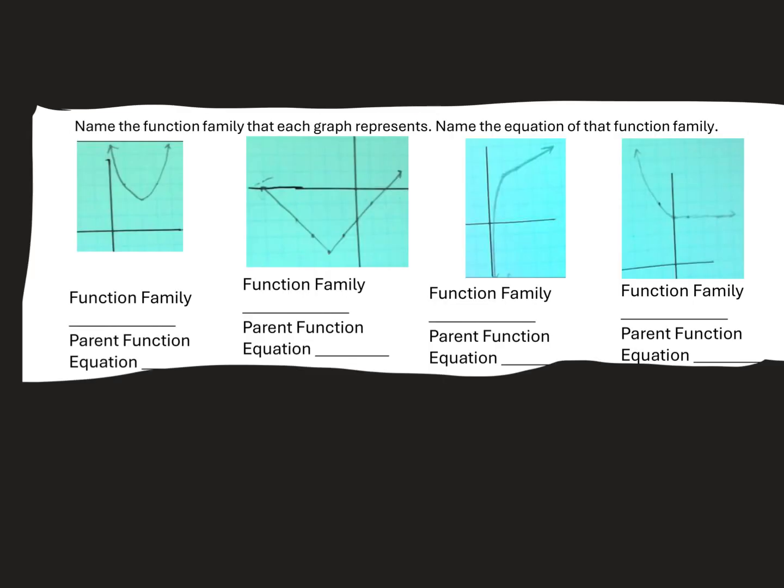Next, these are graphs I actually drew myself, and they're not the greatest, and the picture quality is not the greatest, but that's okay. We will go with it. Let's first go through and name the parent functions. The U shape comes from the quadratic family. The V shape comes from the absolute value family.